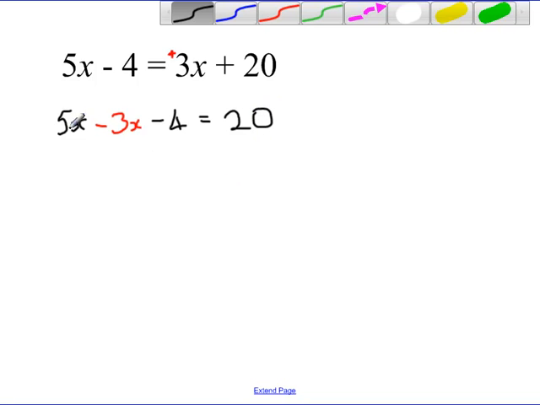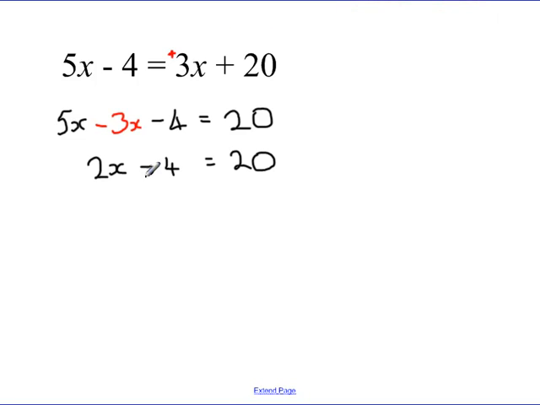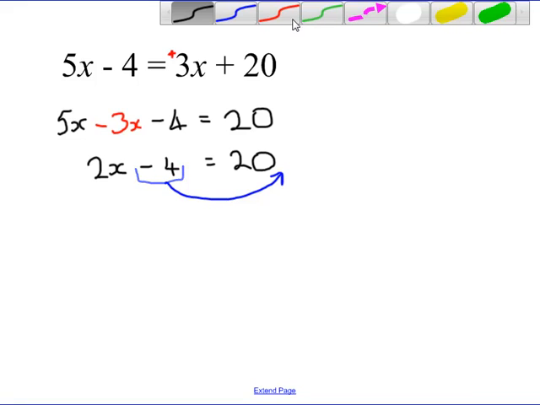And now let's just tie this up. So 5x take away 3x is 2x, minus 4 equals 20. Right, next what you've got to do is, again, we want to put this minus 4 onto the other side. You want to get the 2x on its own. So this minus 4, I'm going to swap sides, swap signs, I'm going to bring it over onto this side. So minus 4 will become a plus 4.